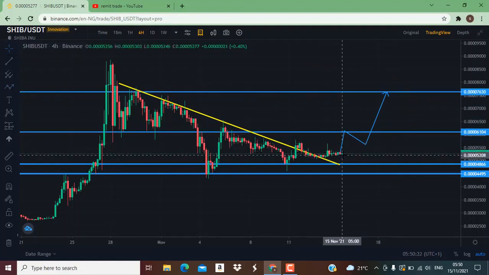Now things look good here, a consolidation area, which means the market is gathering momentum for the next move. So that is what I am expecting on Shiba.